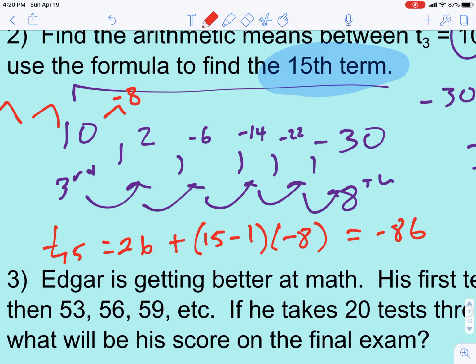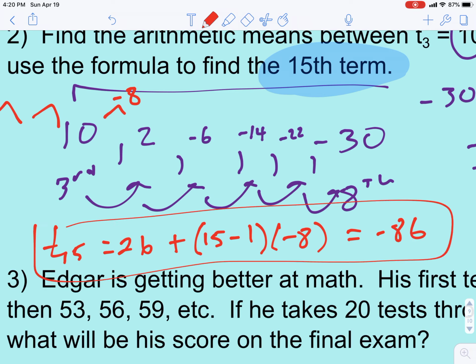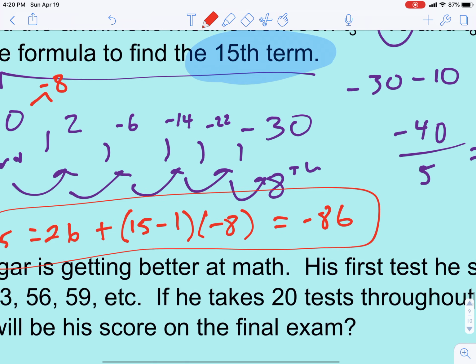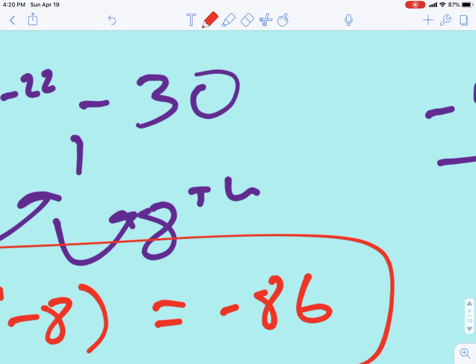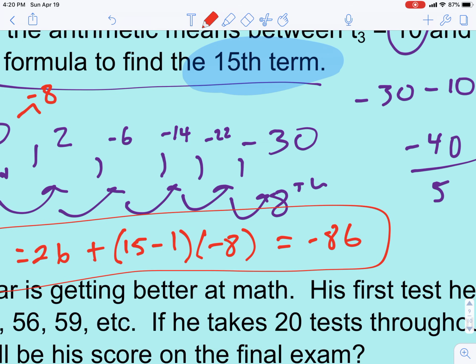Now there is more than one way to find negative 86. If you found the common difference is negative 8, you could take the 8th term and keep adding negative 8, recursive formula style, to get the 9th term, then add negative 8 to get the 10th term, the 11th, the 12th. You can do it recursively or you could do it explicitly.